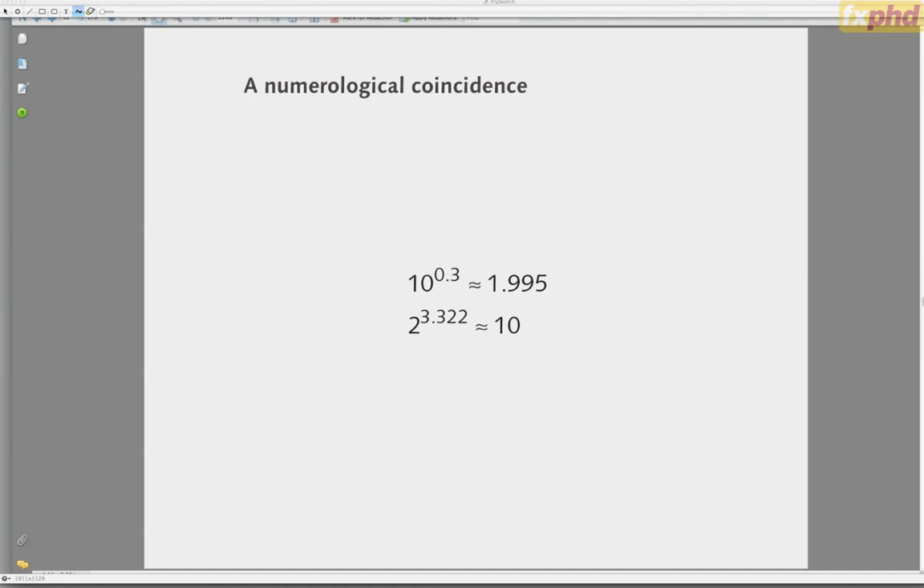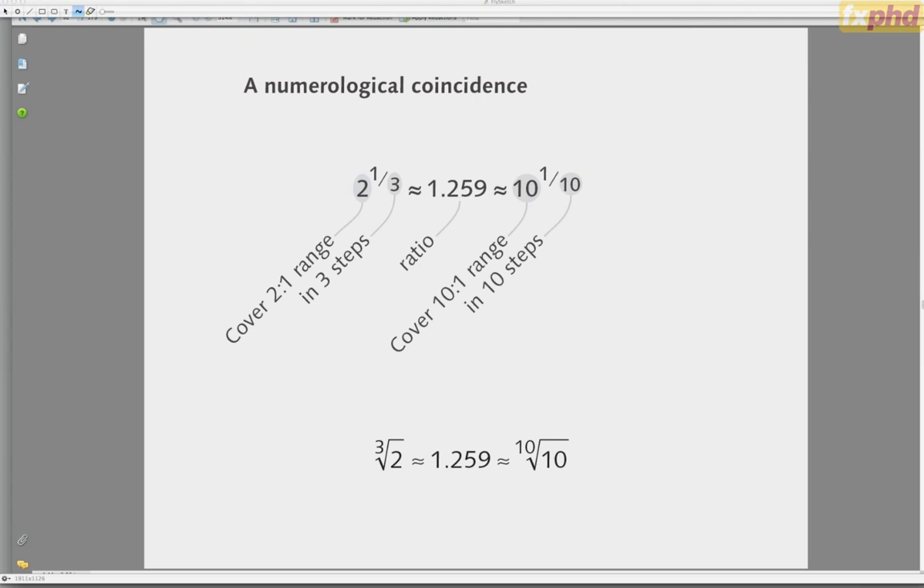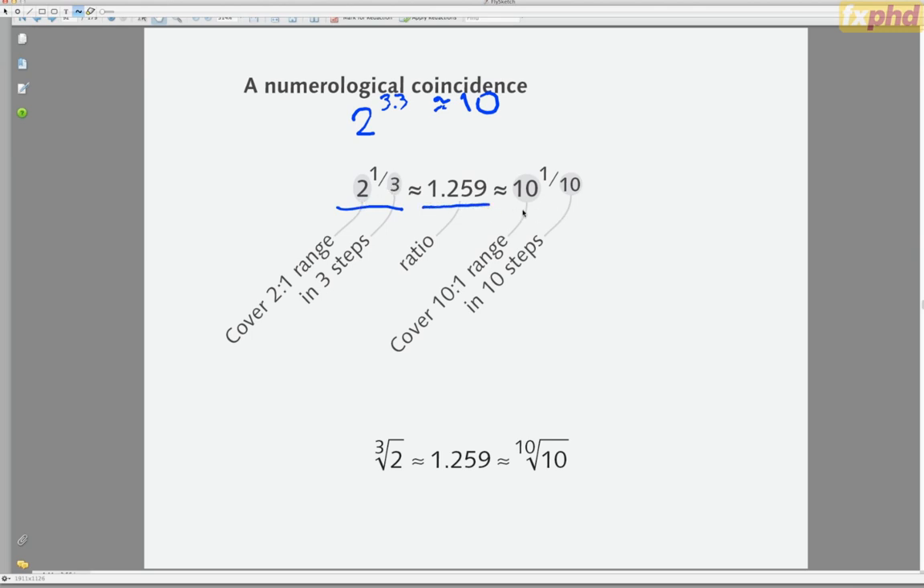So that's the numerological coincidence. And expressing that in math, you've got this 2 to the 1/3. Now, earlier we were doing a factor of 2 raised to the 3.33 is about 10. So now I'm going to drop down and do 2 to the 1/3, which is about 1.259. That's a tenth of a density unit.